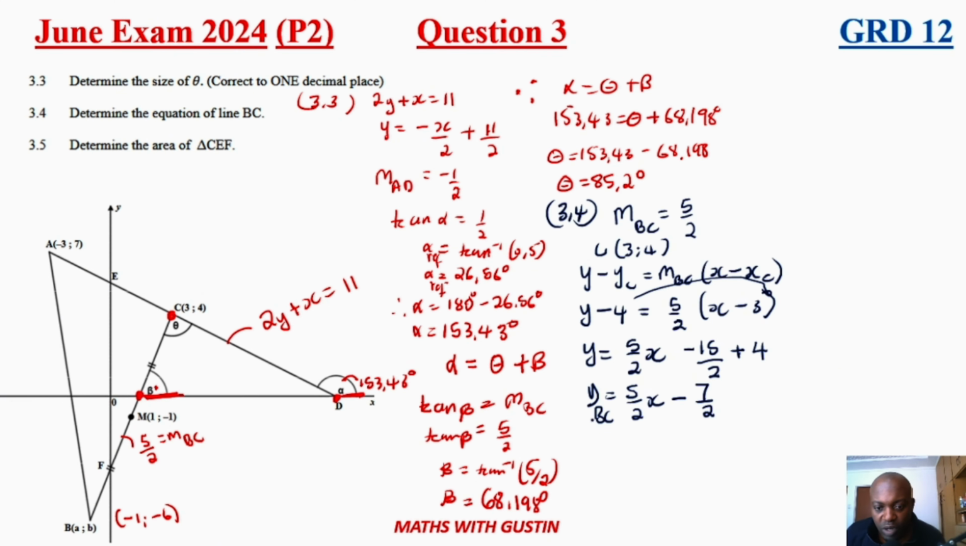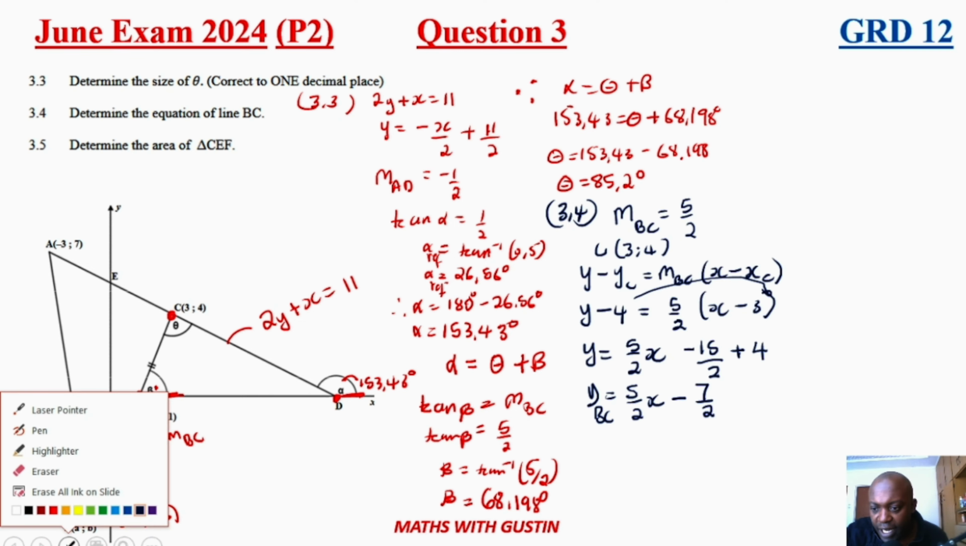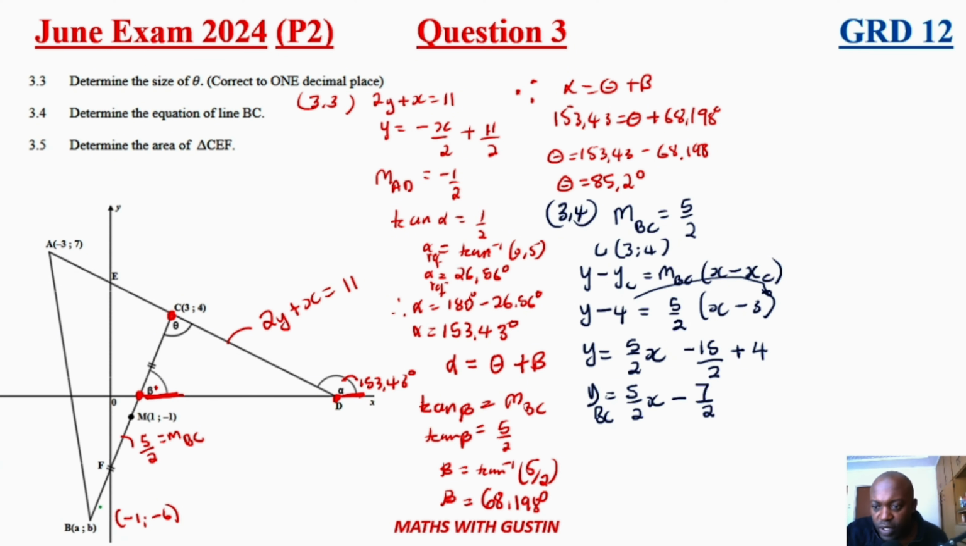All right, moving right along, let's move on to 3.5. 3.5, let's change the color. 3.5 is to determine the area. They want us to determine the area of triangle C. So this is what we will do here. Let's see, triangle C. Where is E now? E is there, and then what? And then F.